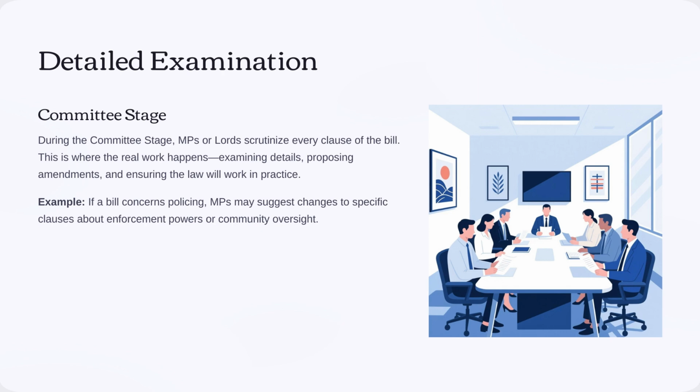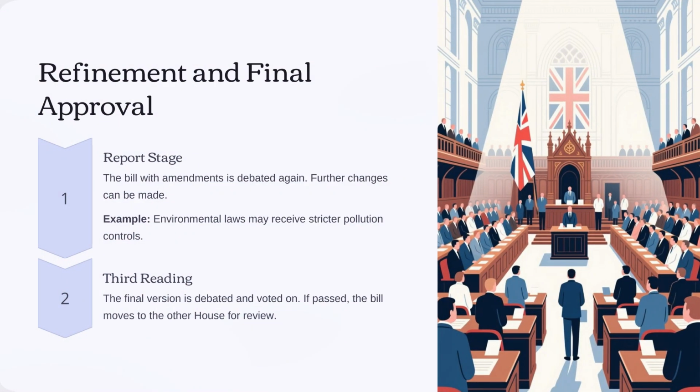Example. If a bill concerns policing, MPs may suggest changes to specific clauses about enforcement powers or community oversight. Refinement and final approval, report. The bill with amendments is debated again. Further changes can be made. For example, environmental laws may receive stricter pollution controls.